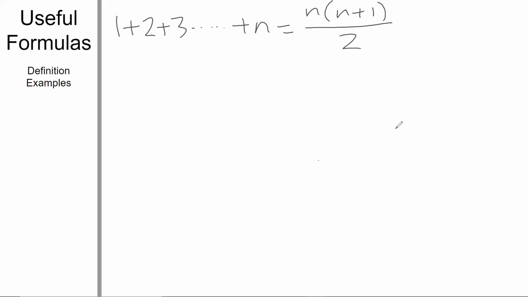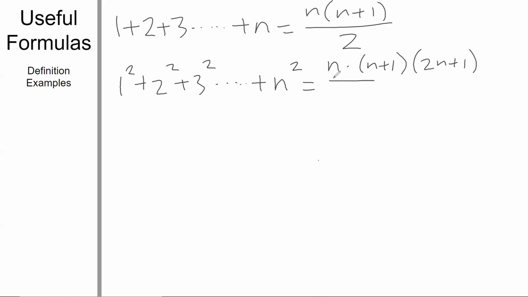Our second formula here is going to be 1 squared plus 2 squared plus 3 squared all the way to plus n squared is equal to n times n plus 1 times 2n plus 1 all over 6.